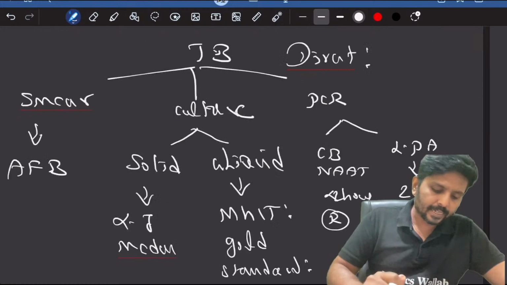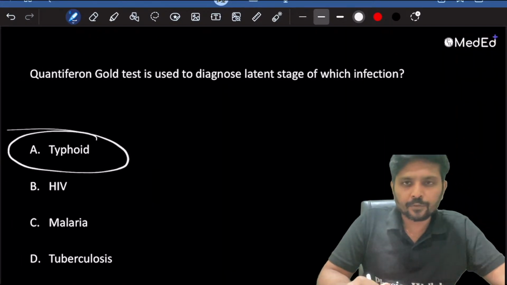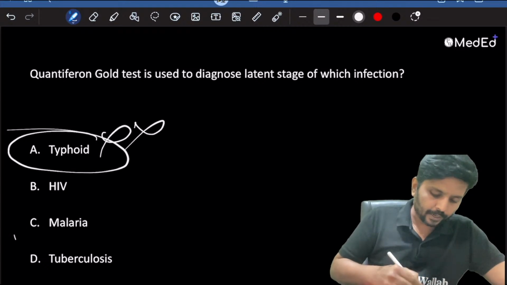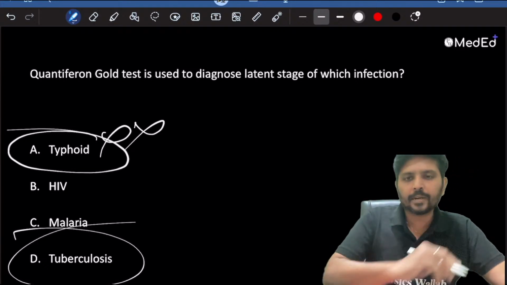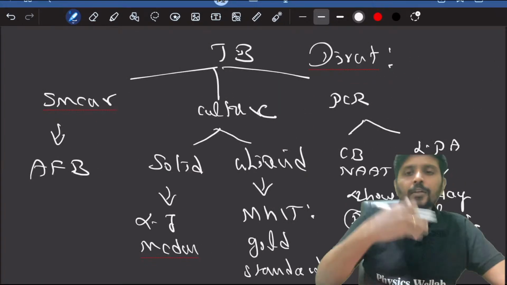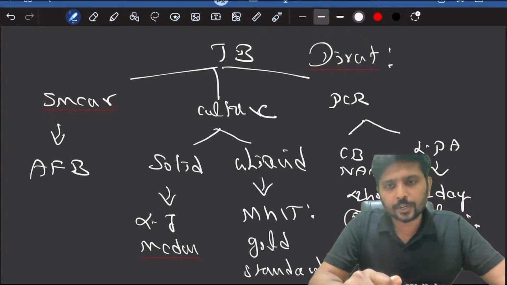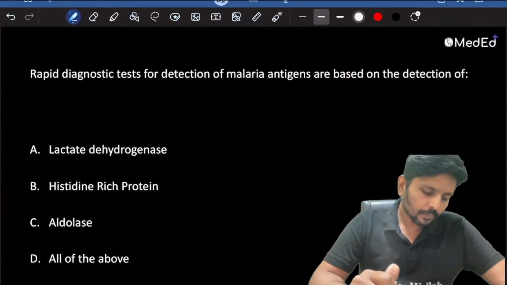So direct test and indirect test. Quantiferon gold test is mainly meant to find out tuberculosis, and it is the only blood test. All other tests utilize skin or tissue sample or sputum or fluid. Blood is usually not utilized.